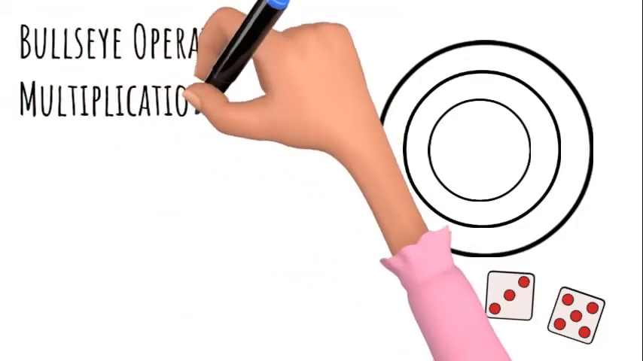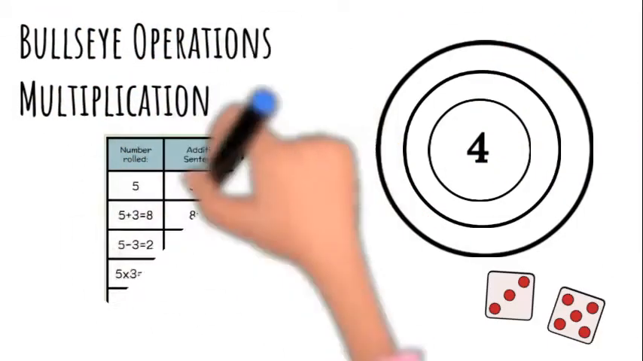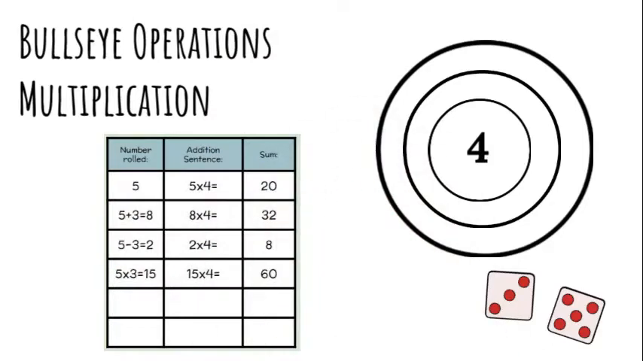Here's how this game would look with multiplication. If I choose to have my students roll only one die, the process is pretty straightforward. My students multiply the value they rolled with the bullseye number. If I decide my students will roll 2 dice, then I can decide to have the students add the 2 dice together, subtract the values of the 2 dice, or even multiply the value of the 2 dice before multiplying the answer with the bullseye number.